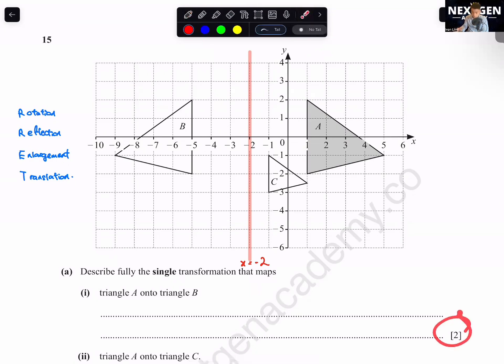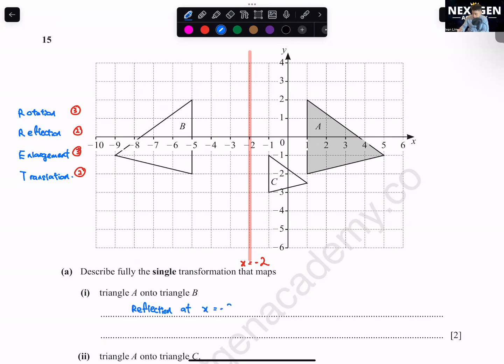2 marks will be reflection and translation. 3 marks describing the transformation will be rotation and enlargement. You can remember it like this also, so you can narrow down if you are unsure. At least you can guess better. So this one is called reflection at x equals -2.